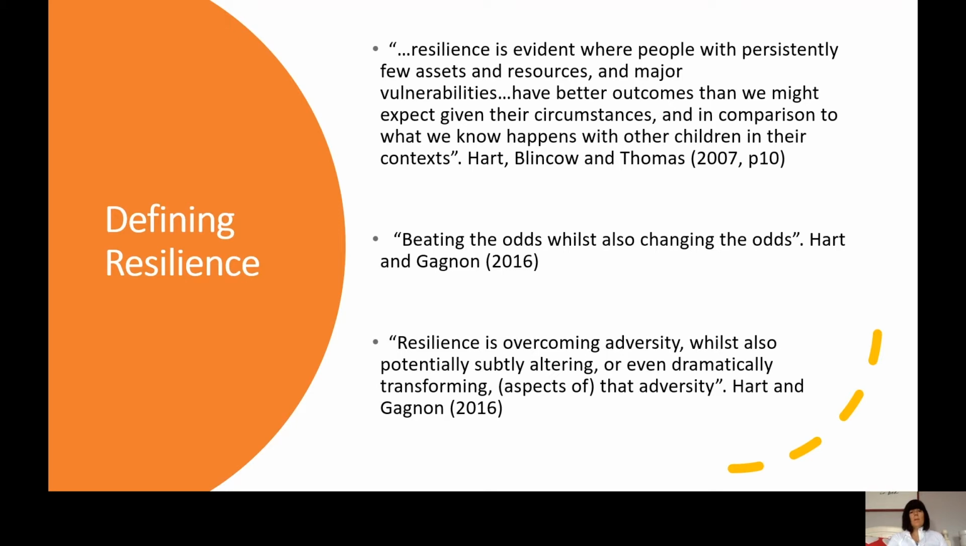So that last one, like I say, is the capacity to overcome adversity, yet also what we're passionate about at Boingboing, which is transforming aspects of that adversity in terms of social inequalities, and transforming that into our practice in terms of social justice work.